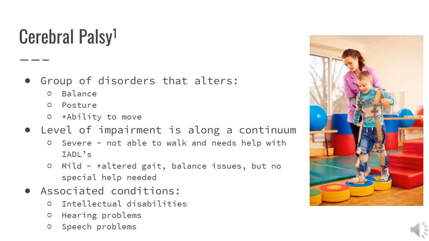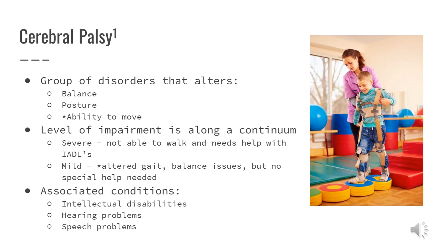We wanted to start out with an introduction as to what cerebral palsy is, and in summary, it is alterations in the brain that impact balance and posture, and in doing so, it also alters the individual's ability to move. Symptoms can range on a spectrum from mild to severe. With the more severe cases, the individual is not able to walk at all. More mild ones, they can be basically fully functioning, just having minor gait issues or balance problems.